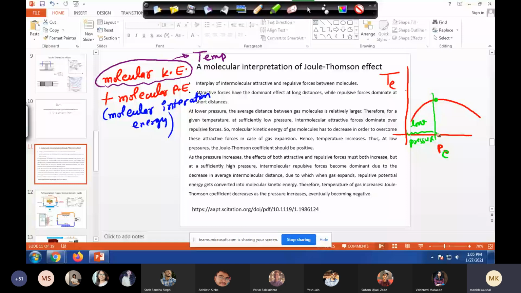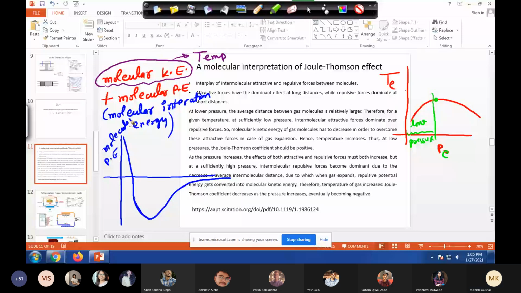If they are very close, that is called a hard sphere, after that they cannot penetrate. What do you think? Repulsive. And after a certain distance, forces become attractive. So that's how this curve looks. If you see this interaction energy curve, it's like this. Okay, so this is molecular PE, and this is distance, let's say, molecular distance.